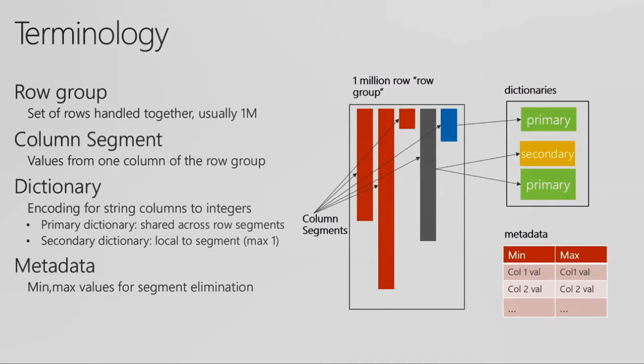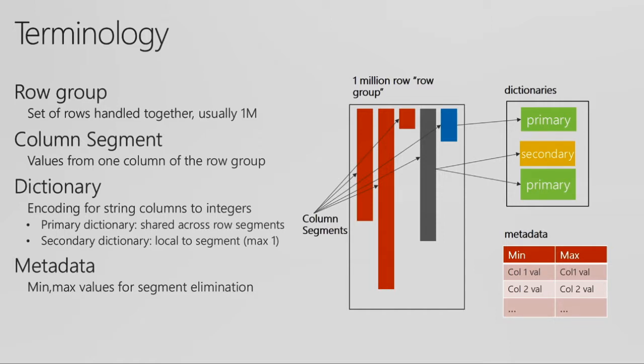So if you look at this row group that I have here, there are two columns with dictionaries, the gray bar and the blue bar. Those are your dictionary encoded columns. Another thing you might come across is something called a primary dictionary and a secondary dictionary. A primary dictionary exists for every column that is dictionary encoded. It's basically the global dictionary. It gets shared across all your segments.